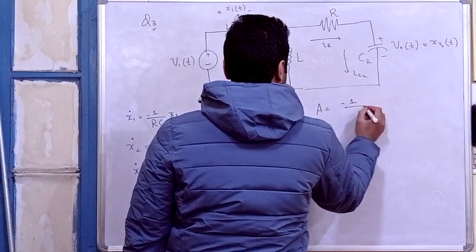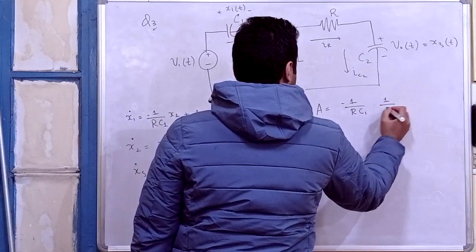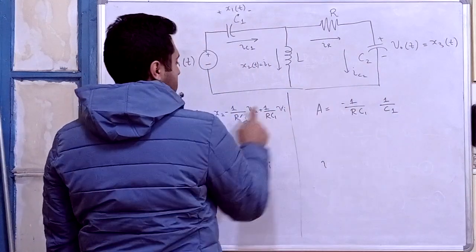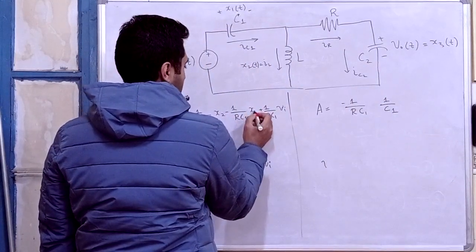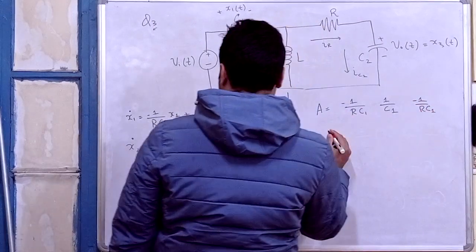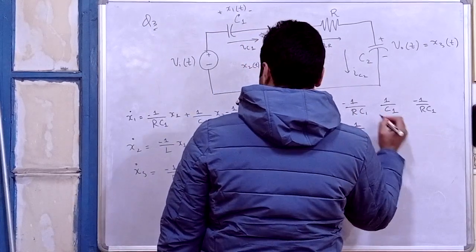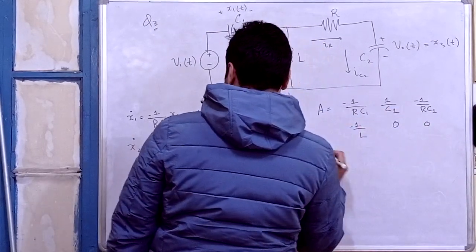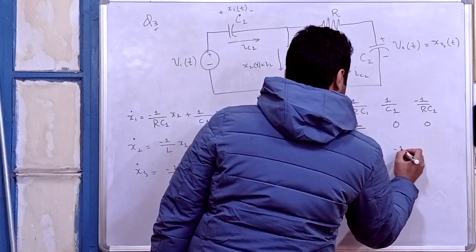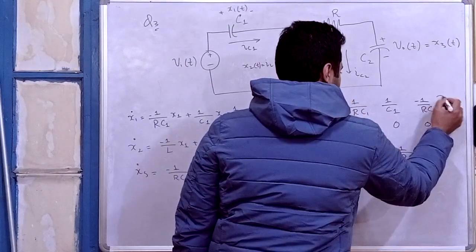Your A will be minus 1 by RC1, 1 by C1. VC2 is X3, minus 1 by RC1. Similarly, you will be having minus 1 over L, 0, 0, minus 1 by RC2, minus 1 by RC2, and 0. This is your A matrix.